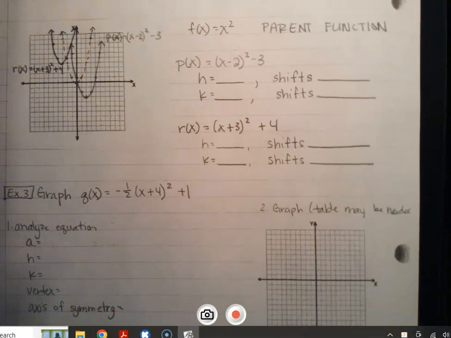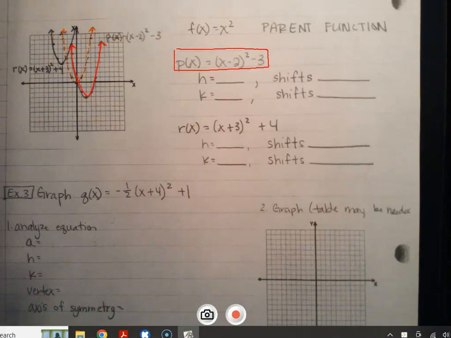Okay, so again, we've got our parent function. I'm going to put in orange here. Okay, that's my parent function. And I'm going to compare my p of x. So that's this one right here. It's kind of hard to trace it up here, so I apologize for that. Okay, so now I've got p of x equals the quantity x minus 2 squared minus 3.